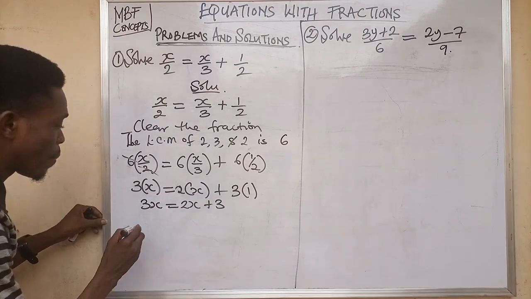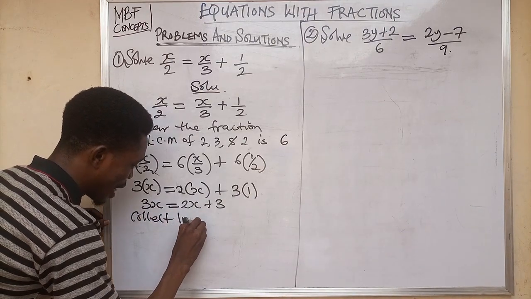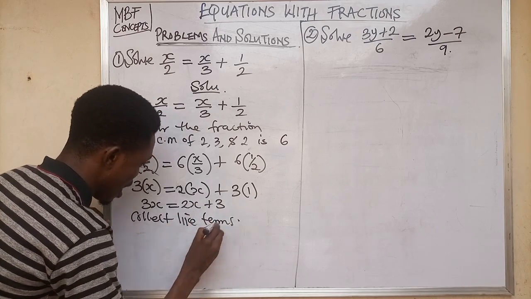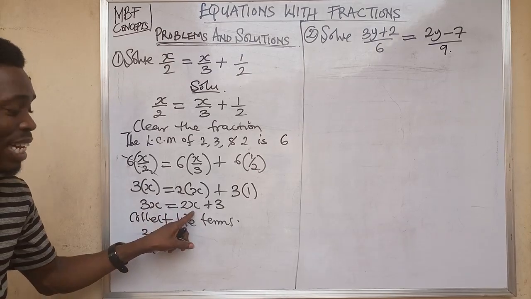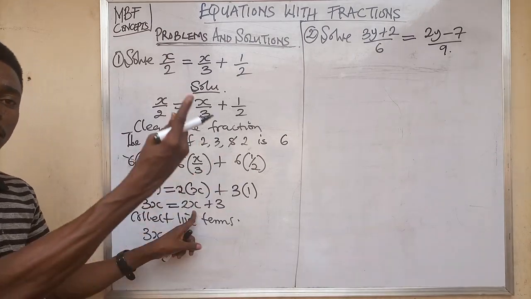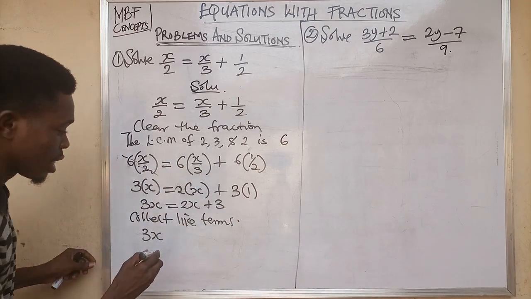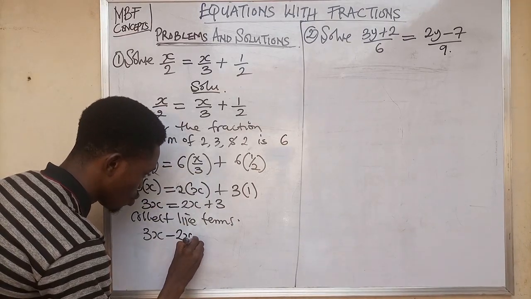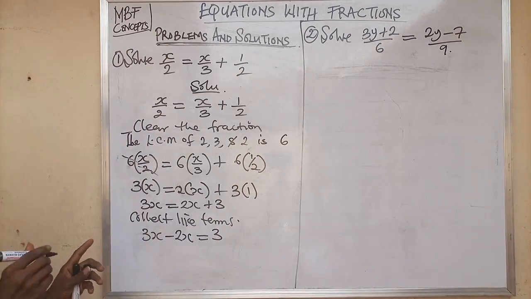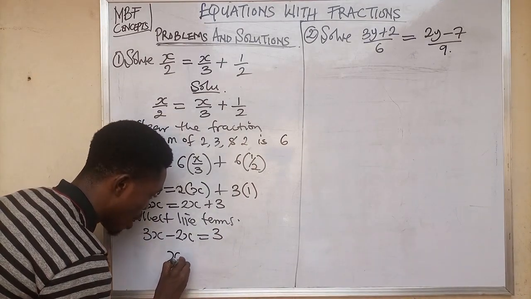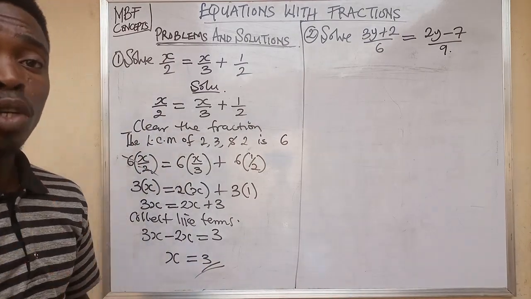So step number 3 now is to collect like terms. We have 3x as a variable already at the left hand side, but at the right hand side I have 2x. So I have to move it from the right hand side to the left hand side, and when plus 2x crosses the sign of equality, we are going to have minus 2x, and this is equal to 3. So when you remove 2x from 3x, we have 1x equal to 3. And this is the answer to this question.